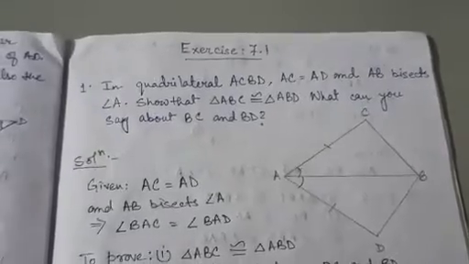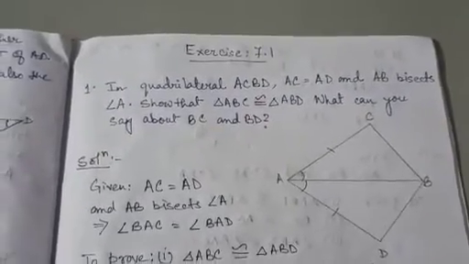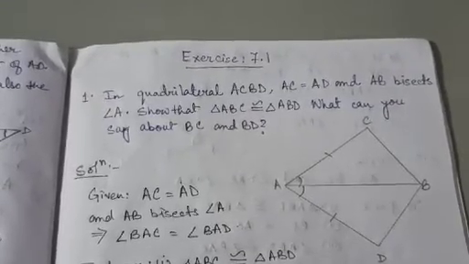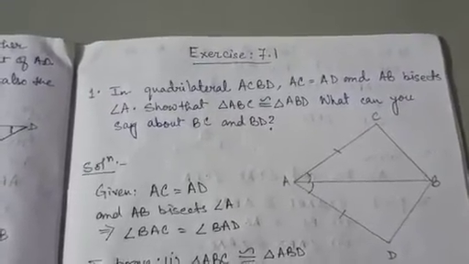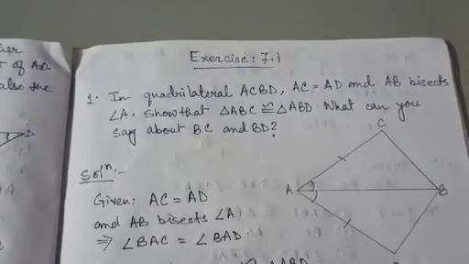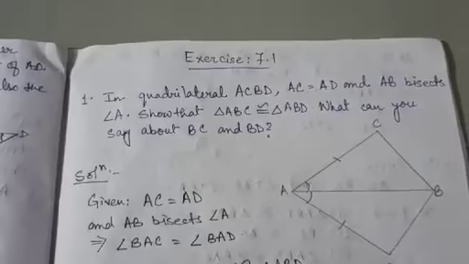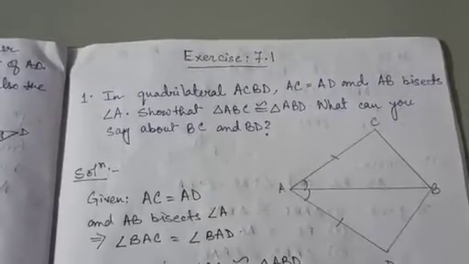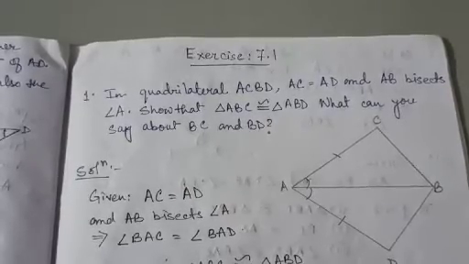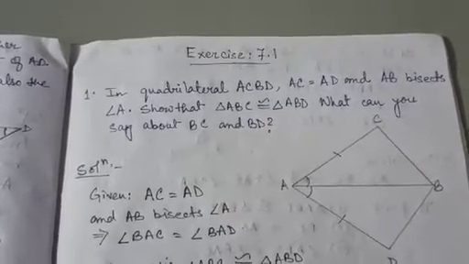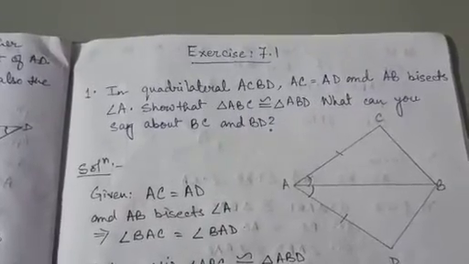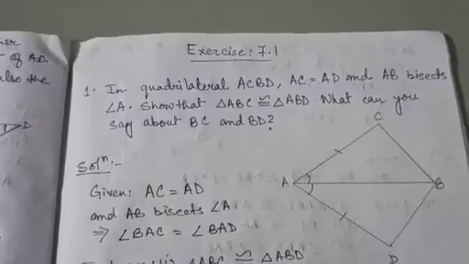Good morning, students. Today we are going to discuss the first four sums of exercise 7.1, that is our first exercise of triangles. Now, the first sum. In quadrilateral ACBD, AC is equal to BD and AB bisects angle A. Show that triangle ABC is congruent to triangle ABD. What can you say about BC and BD?